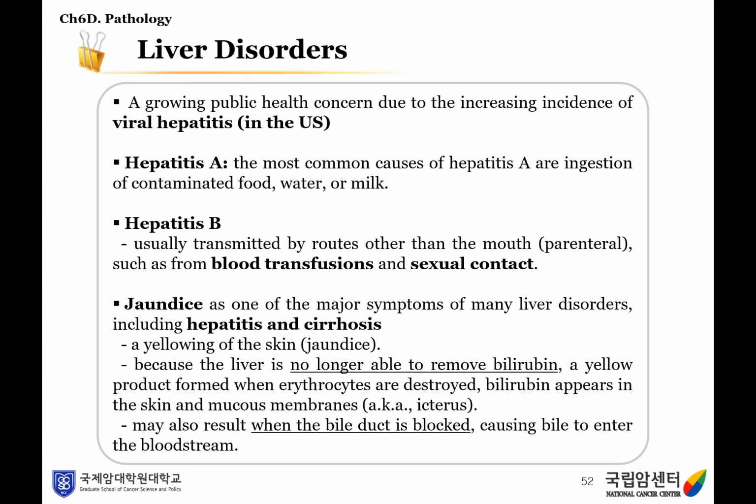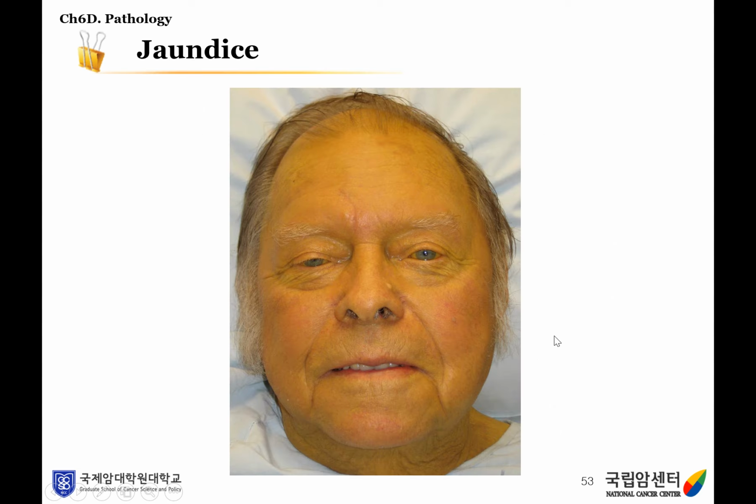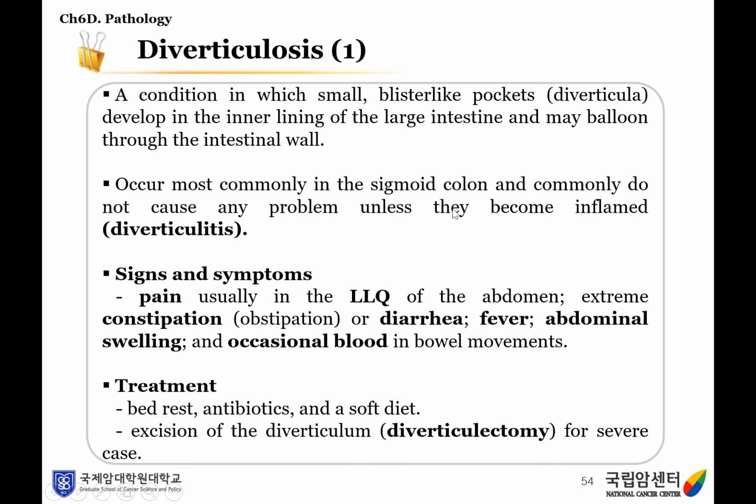Jaundice means a yellowing of the skin. Why? Because the liver is no longer able to remove bilirubin, a yellow product formed when erythrocytes are destroyed. Erythrocytes means RBCs, red blood cells. Bilirubin appears in the skin and mucous membranes, aka icterus. Jaundice may also result when the bile duct is blocked, causing bile to enter the bloodstream. Here, you can see the jaundice face.